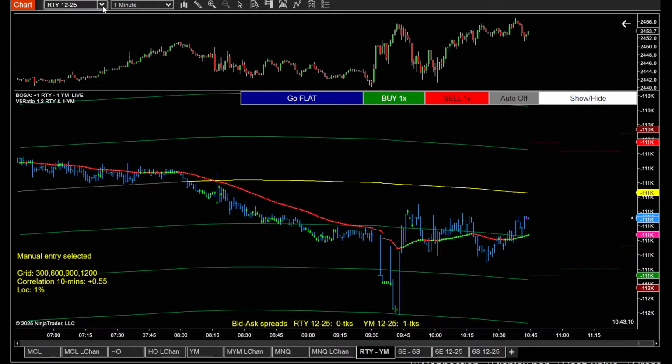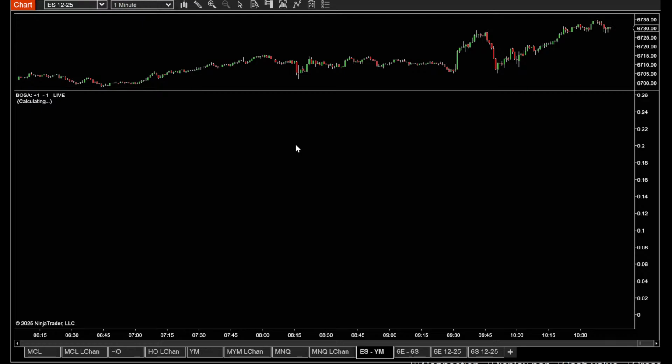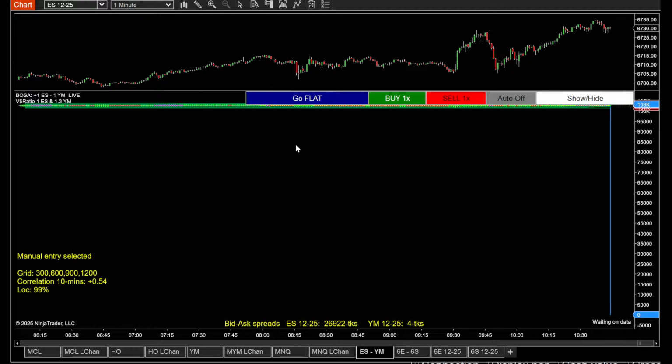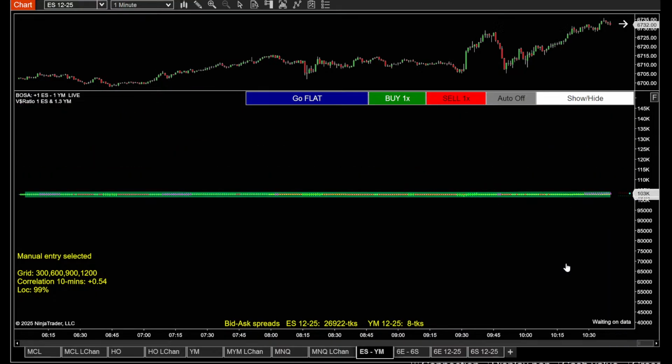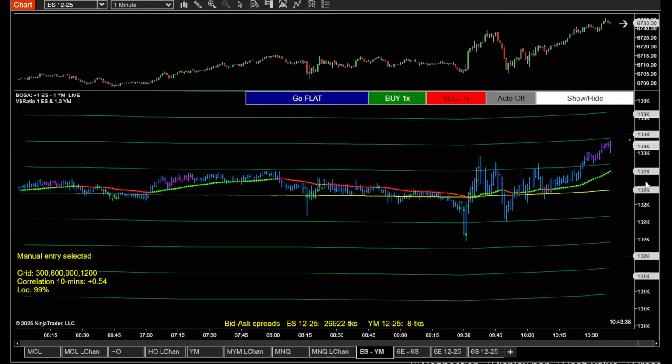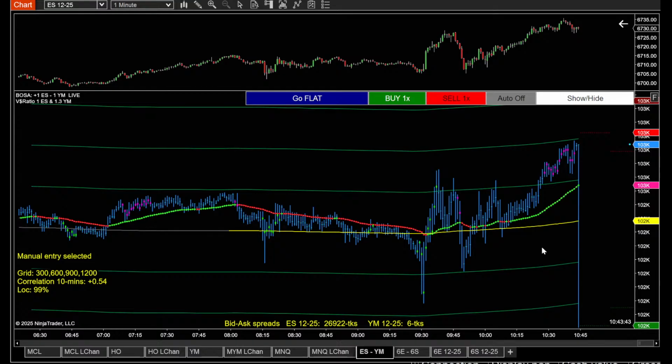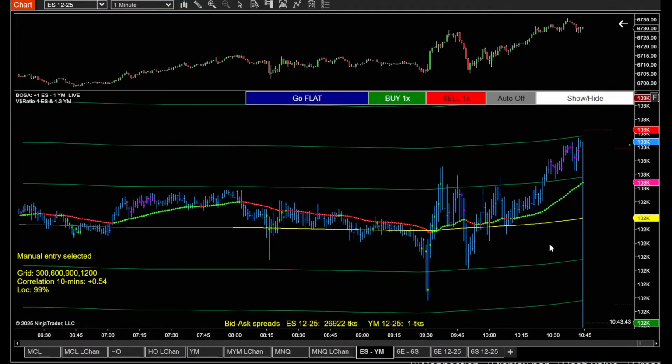Let's see if we were to switch this to the ES, let's say, what kind of look do we have on the chart with an ES versus YM? Now you can spread anything you want. You can do gold against silver. You can do metals. Copper against gold is a popular one as well.